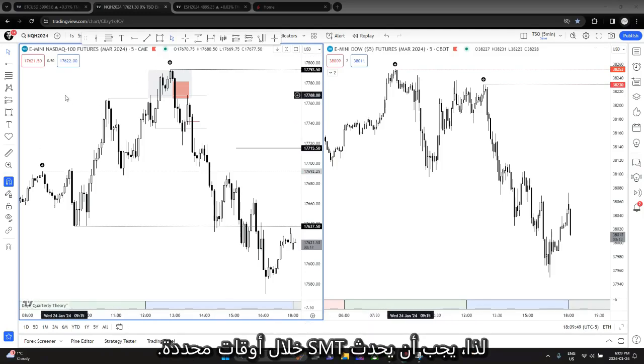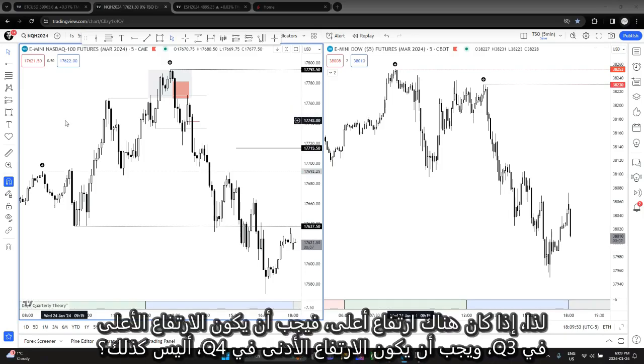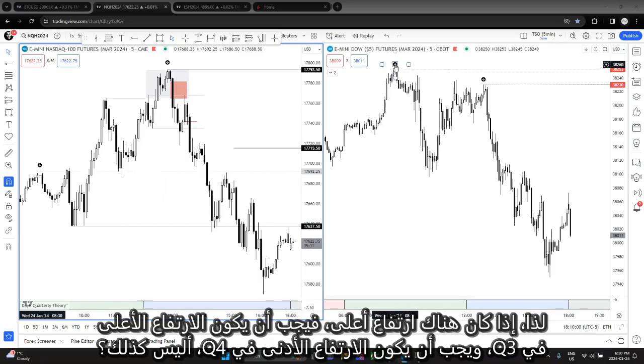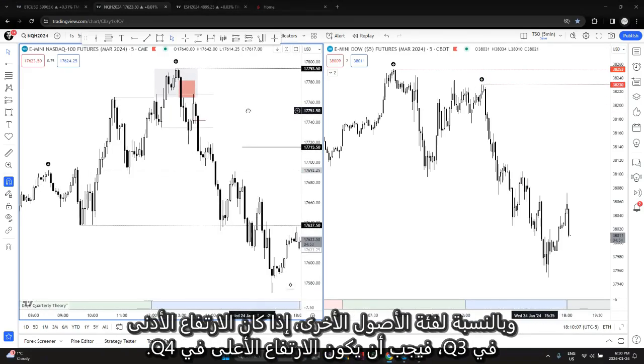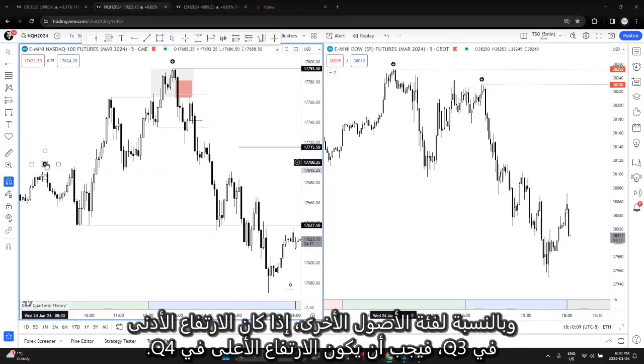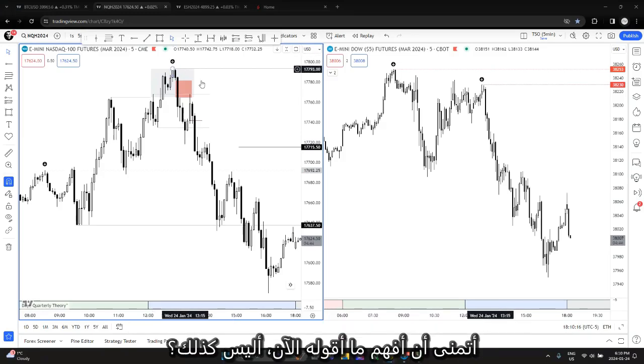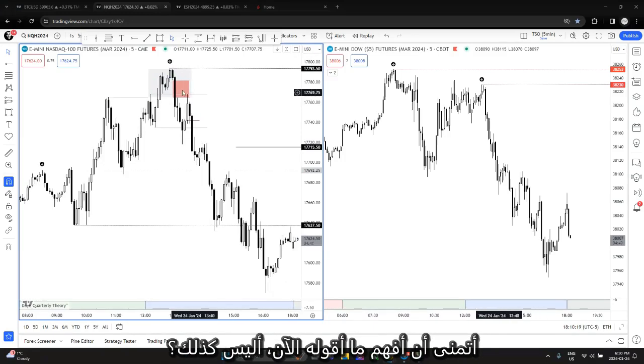So SMT must happen during specific times. So if there's a higher high, the higher high is in Q3, the lower high should be in Q4, right? And for the other asset class, if the lower high is in Q3, the higher high should be in Q4. I hope that you're understanding what I'm saying right now, right?